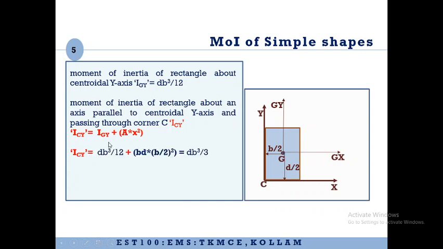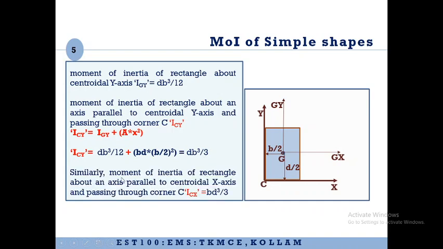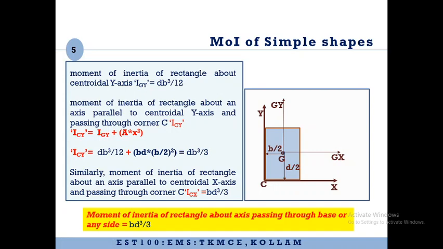So if we do this, IGY is d into b cube by 12 plus area is bd plus distance between the two axes is b by 2. So if you do this, we will get d into b cube by 3. Similarly, we can find moment of inertia of the rectangle about an axis parallel to the centroidal x-axis and passing through the corner C, that is ICX. This will be b into d cube by 3. So you can remember this as moment of inertia of a rectangle about an axis passing through the base or any of the sides is equal to b d cube by 3 or d b cube by 3.